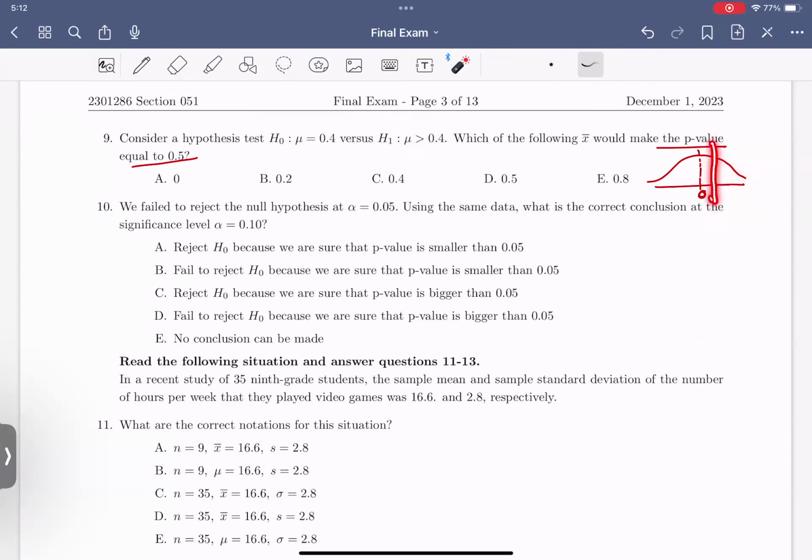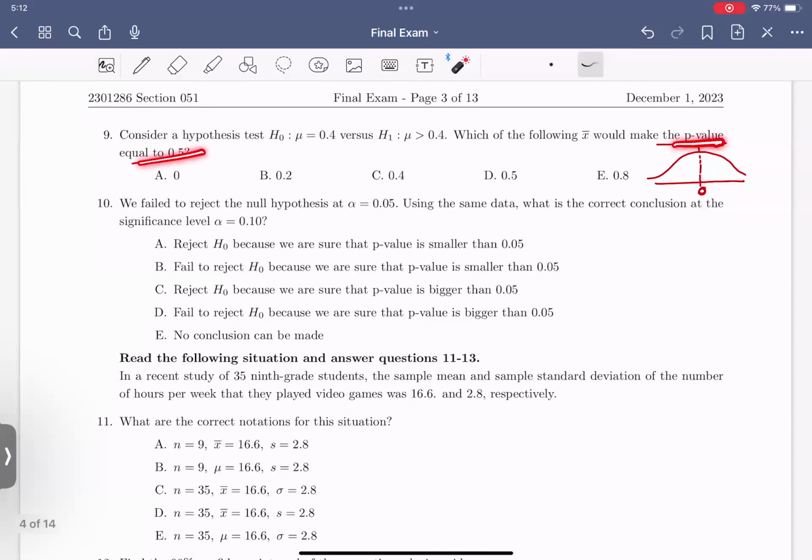If the t-test is here, the p-value is going to be the area on the tail here. So you actually want the area on the tail to be 0.5, right? Because from what you learned in the first half of the course, you know that the area under the probability density curve is 1. So if you want it to be 0.5, it means you cut it in half.